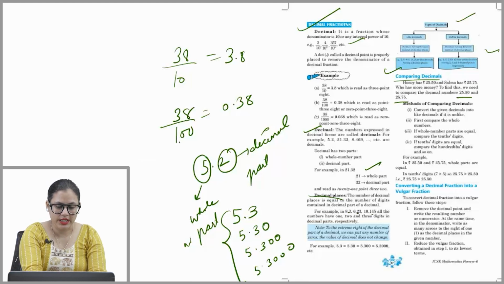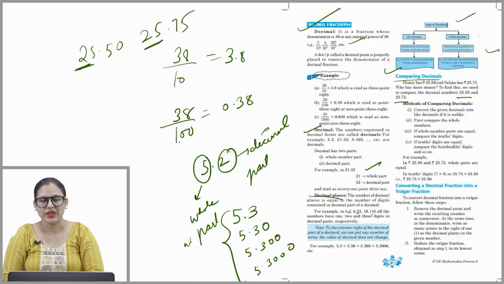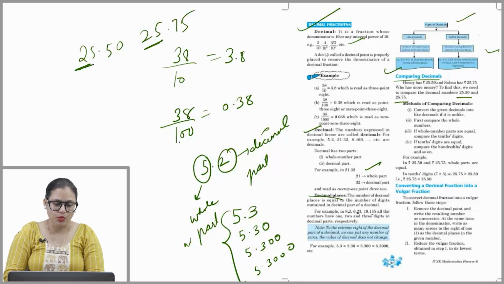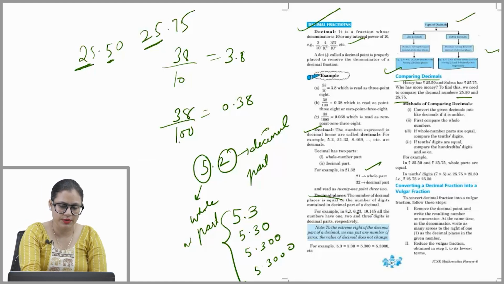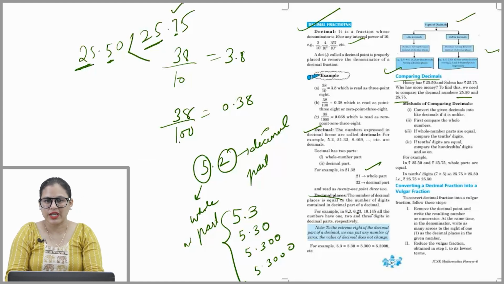Okay, so 25 point how much? 25.650 and 25.75. First we compare the whole number part, but the whole number part is equal. If whole number parts are equal, compare the tenth digit. Here 5, here 7. Which one is greater? Undoubtedly 7. If tenth digits are equal, compare the hundredth digit and so on. So in this example, 25 rupees 75 paise is greater than 25 rupees and 50 paise, right?